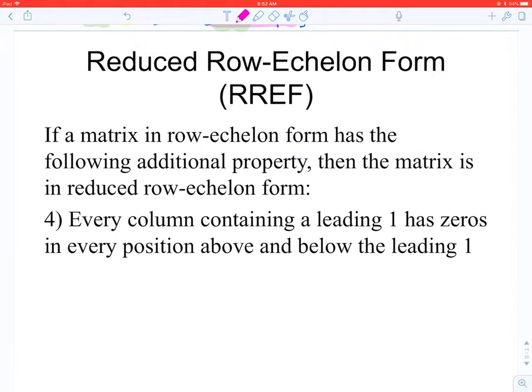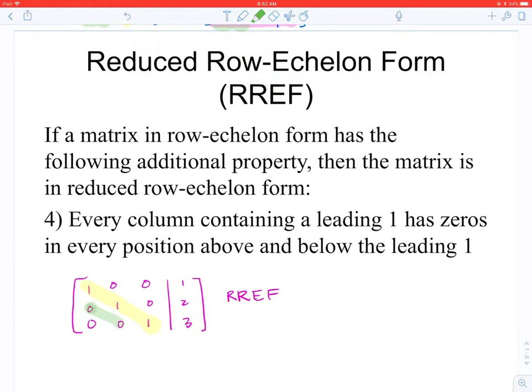So an example, just staying pink, would be 1, 0, 0, 0, 1, 0, 0, 0, 1, and then, I don't know, 1, 2, 3. So this matrix is in reduced row echelon form, where we have our column of ones just like in row echelon form.